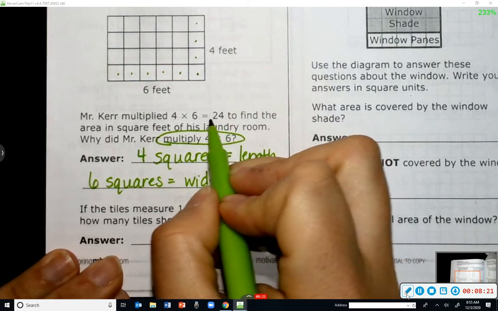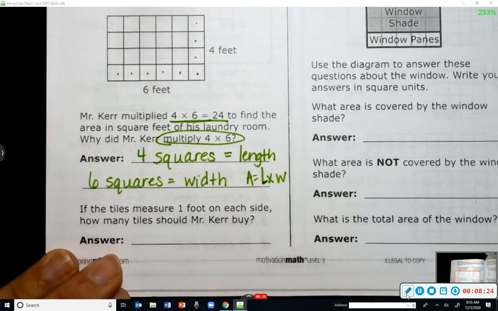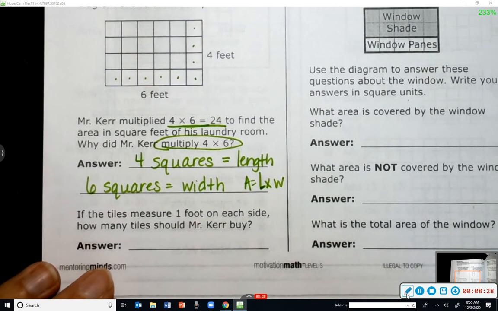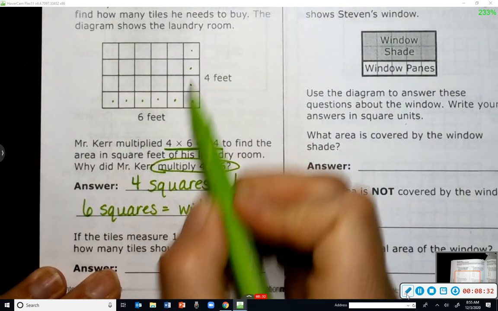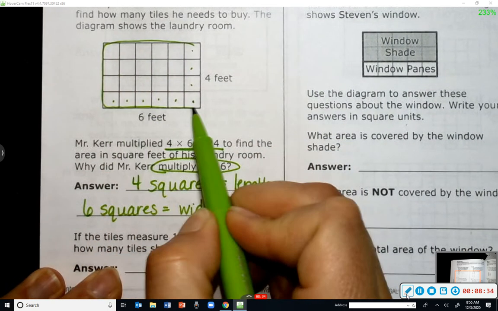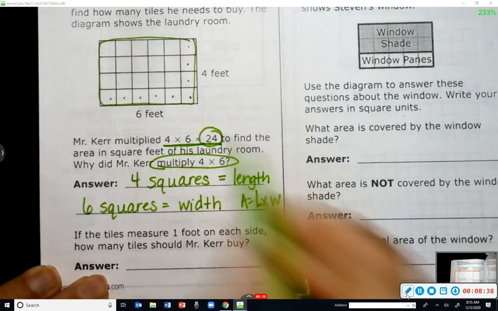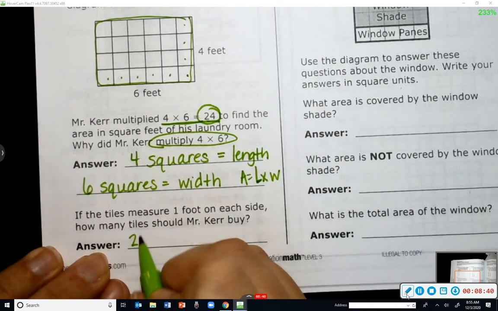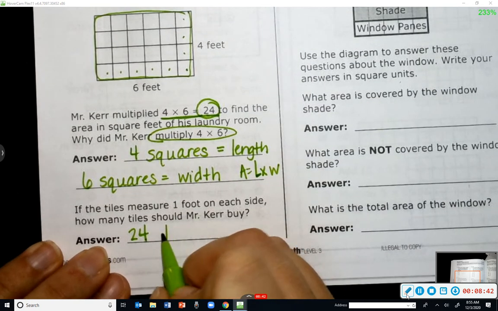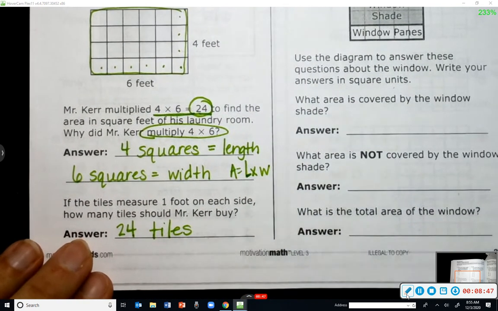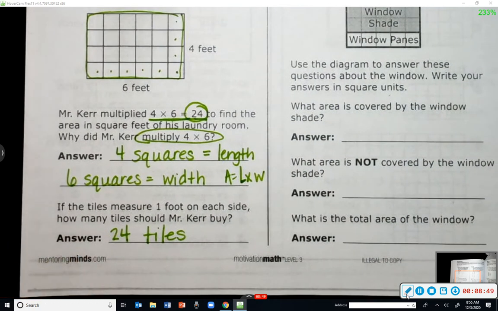Well, what did it say right here? 4 times 6 equals 24. So if the area equals 24, does that tell me how many tiles he needs? Yes. You're finding how many tiles are inside here when you multiply 4 times 6. And he already got the answer. So yes, he needs 24 tiles for his floor. Okay.